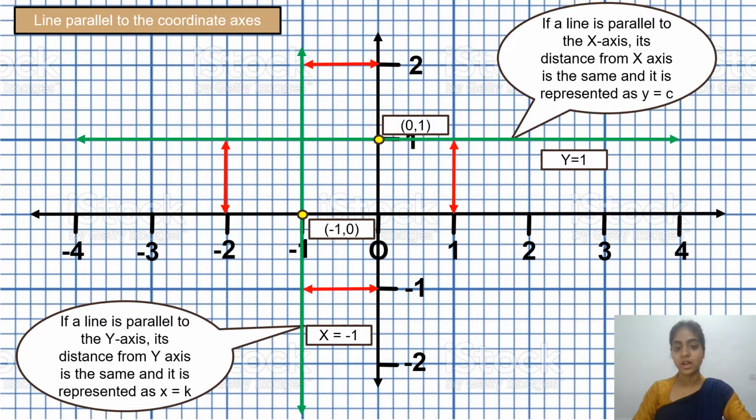Now these two lines intersect at a point. What will this point be? We know the first line passes through 1 on the y-axis, so the point will have y value 1. The second line crosses through -1 on the x-axis before intersecting, so the x value will be -1. So the point is (-1, 1).